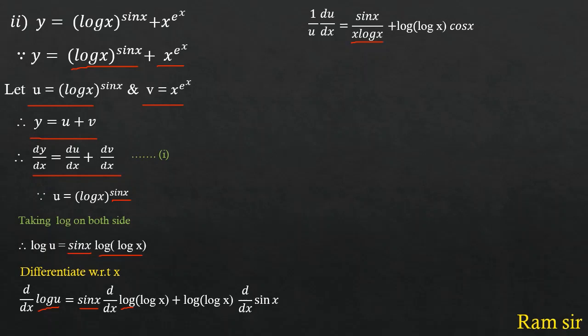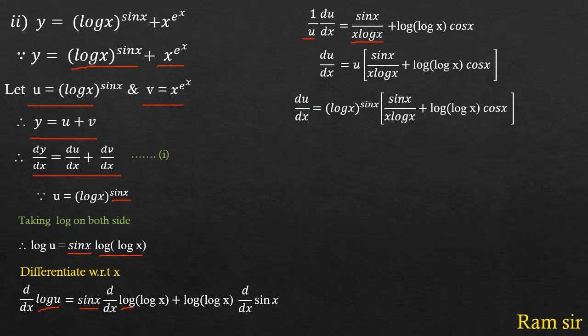So next step we have to shift this u to the right, that becomes du by dx is equal to u multiplied by sin x upon x log x plus log of log x multiplied by cos x. Let's update the value of u: we have log x raised to sin x multiplied by the previous term as it is, which is sin x upon x log x plus log of log x multiplied by cos x, which is our equation number 2, the value of du by dx. I hope everyone is clear about what was said in the question and how we are proceeding to find our answer.